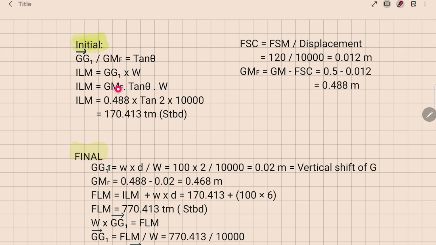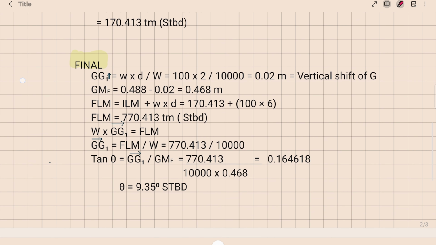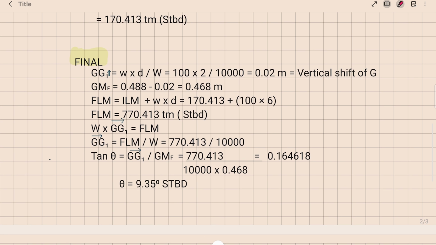So we put here GM fluid 0.488, tan theta, initial list is 2 degrees, so tan of 2 degrees multiplied by displacement 10,000 tons. So I get 170.413 ton meter initial listing moment to starboard, because the ship is listed 2 degrees to starboard. And now the shift of cargo takes place. So we come to the final condition.